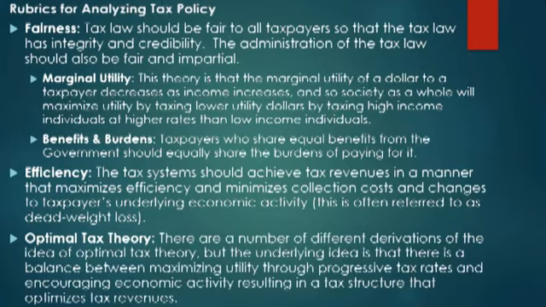So now we get to optimal tax theory. There are a number of different derivations of the idea of optimal tax theory. But generally speaking, the underlying idea is that there is a balance between maximizing utility through progressive tax rates and encouraging economic activity, resulting in a tax structure that optimizes tax revenues. So what did we just say by that? Well, think of it this way.